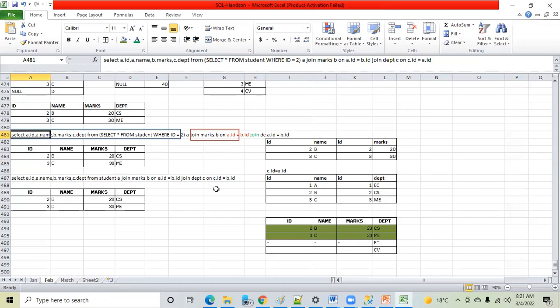But again, this all depends on the requirement. There's no straight rule that in this case you have to do this. This will come after a certain level of maturity, when you start writing queries and you think in this way about how you can optimize this and what more conditions you can implement.